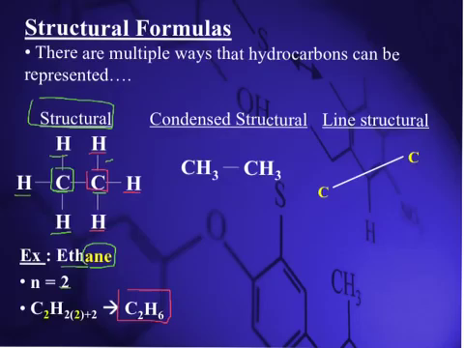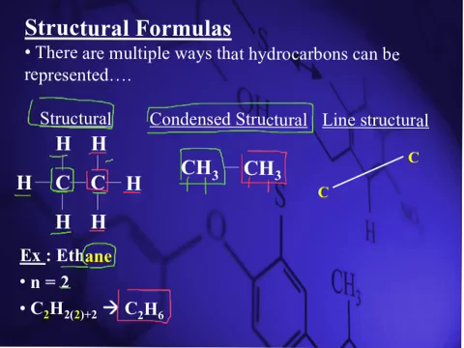In a slightly simpler format called the condensed structural formula, all the CH bonds are collapsed and written as CH3. There's 1 carbon and 3 hydrogens on the left. On the right hand side, we have 1 carbon and 3 hydrogens.